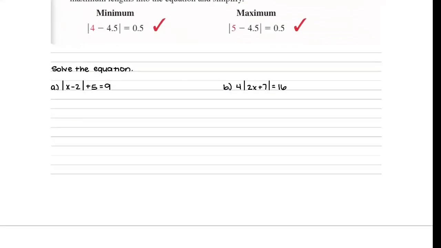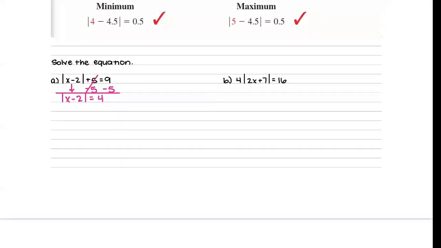For our next example, we have the absolute value of x minus 2 plus 5 is equal to 9. So first, we have to isolate that absolute value. We're going to move the 5 over by subtracting it from each side. This is going to leave us with the absolute value of x minus 2 is equal to 4. The absolute value is by itself. It's equal to a positive number.